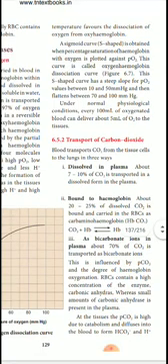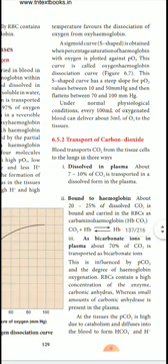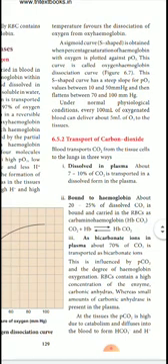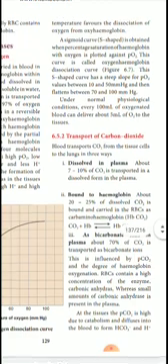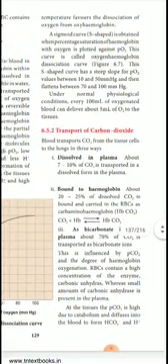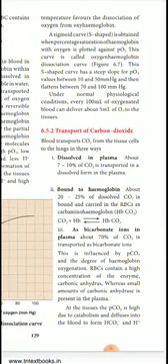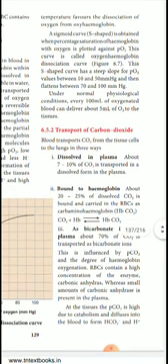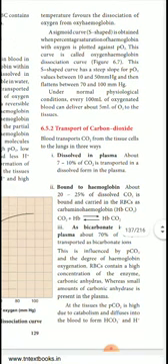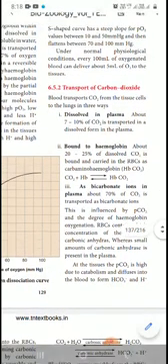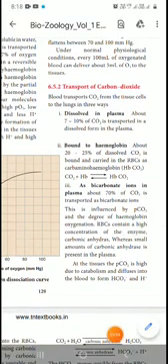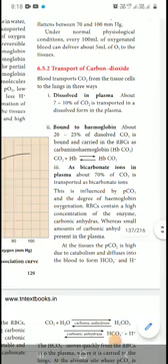A sigmoid curve is obtained when the percentage saturation of hemoglobin with oxygen is plotted against PO2. This curve is called the oxyhemoglobin dissociation curve. The S-shaped curve has a steep slope for PO2 values between 10 and 50 mm Hg, and then flattens between 70 and 100 mm Hg. Under normal physiological conditions, every 100 ml of oxygenated blood delivers 5 ml of oxygen to the tissues.